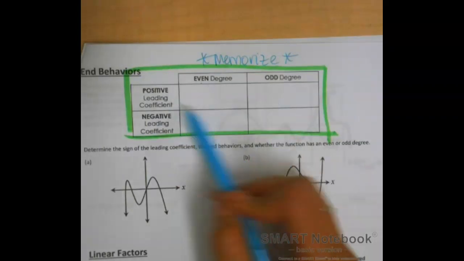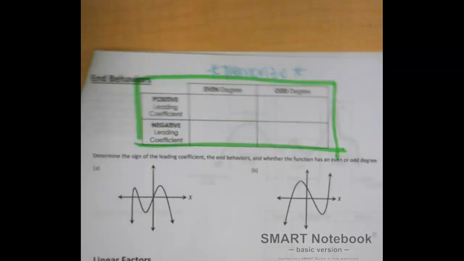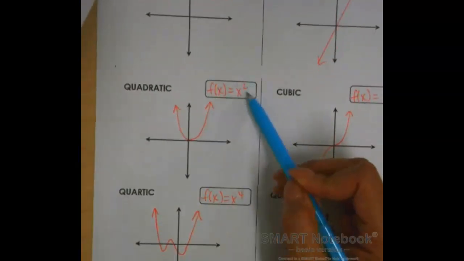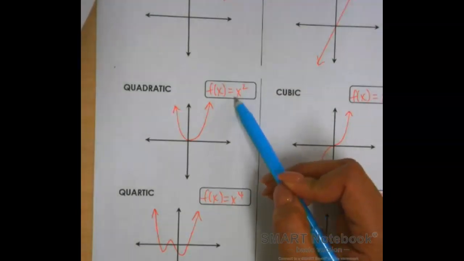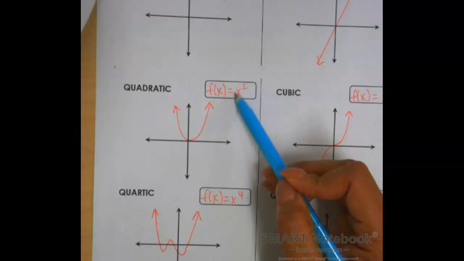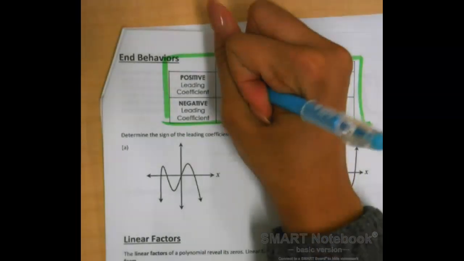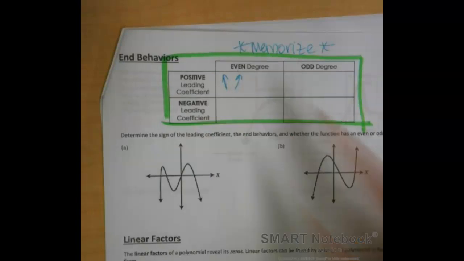So let's focus in this first box. When you have an even degree with a positive leading coefficient, let's look back at the parent function notes that we just had. When you have an even degree, nod or shake, this is even degree, right? What's the leading coefficient for x squared? Just a 1, positive 1. Since your degree is even and your leading coefficient is a positive 1, what happens to the ends of your graph? Where do they both go? Up. So for every even degree with a positive leading coefficient, both ends of your graph go up.